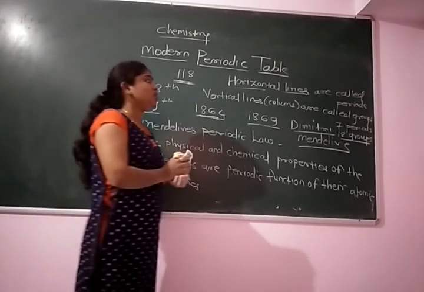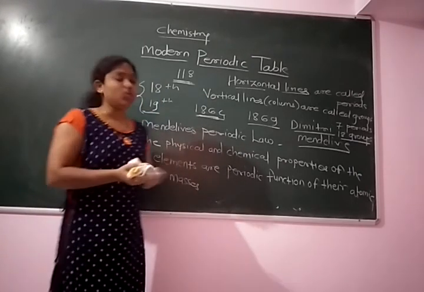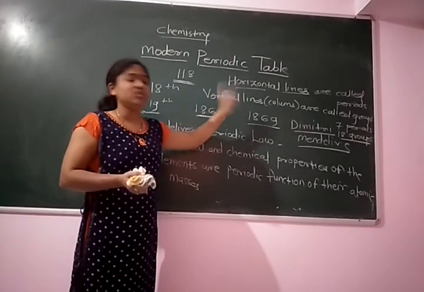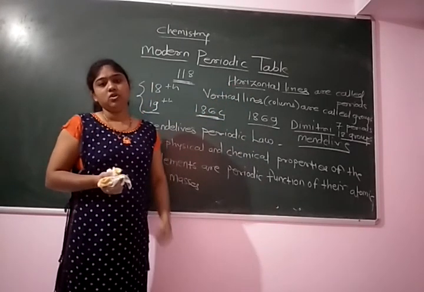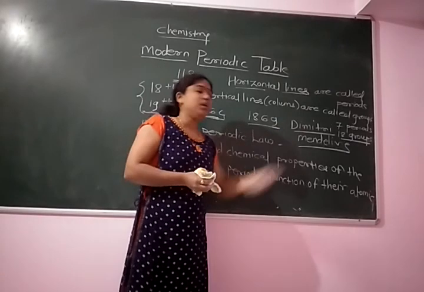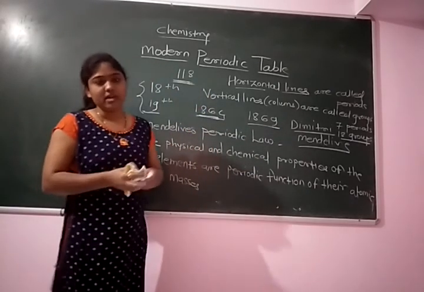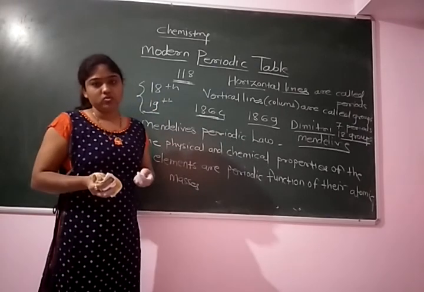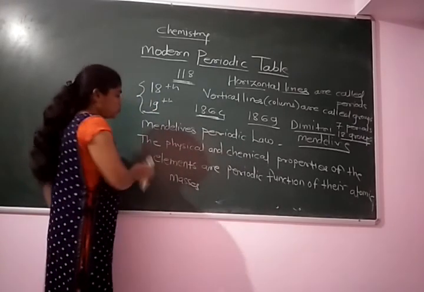In his periodic table, horizontal lines are called periods and vertical columns or vertical lines are called groups. There are 7 periods and 18 groups in his periodic table, and he arranged the elements in these periods and groups. Okay, so today we have to stop here.